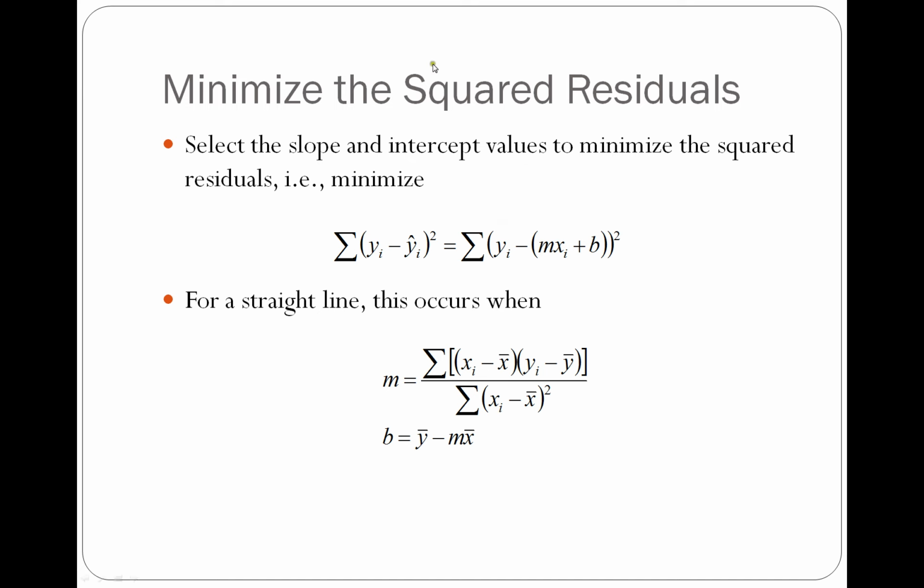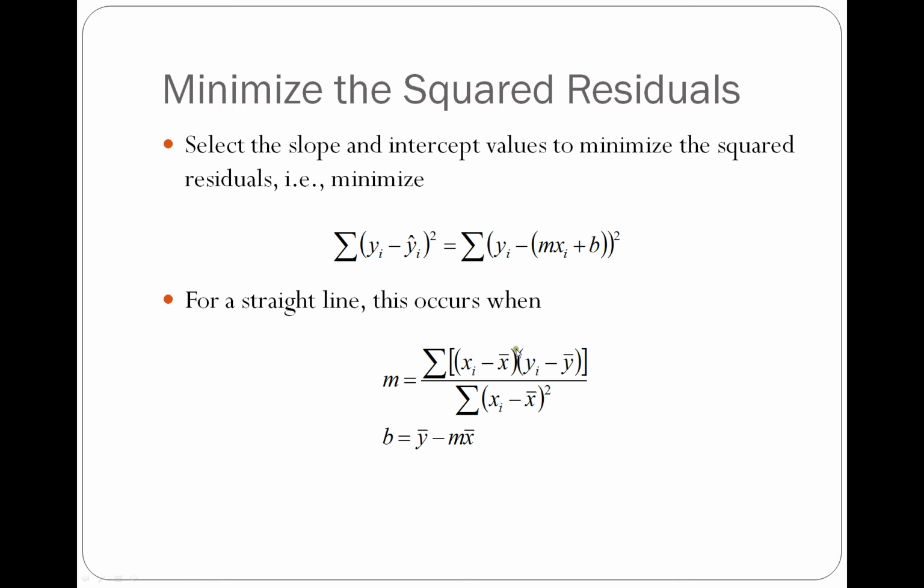Okay, so again, what we want to do is take all of those residual values, the difference between the observed values and the trend line that we have tried to draw, and we want to change the m here and the b so that we can make the sum of all of those residuals as small as possible.